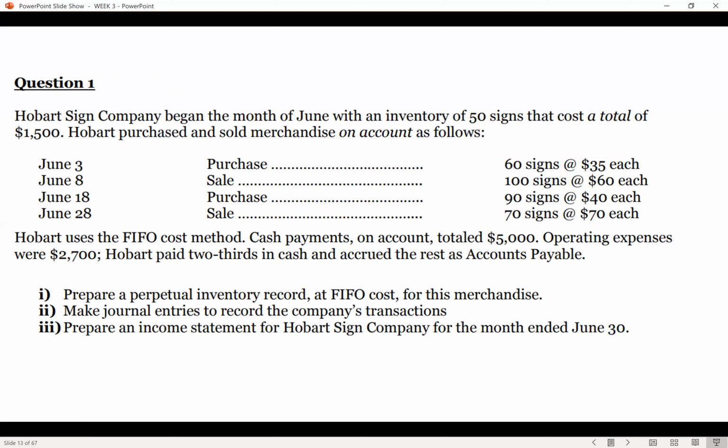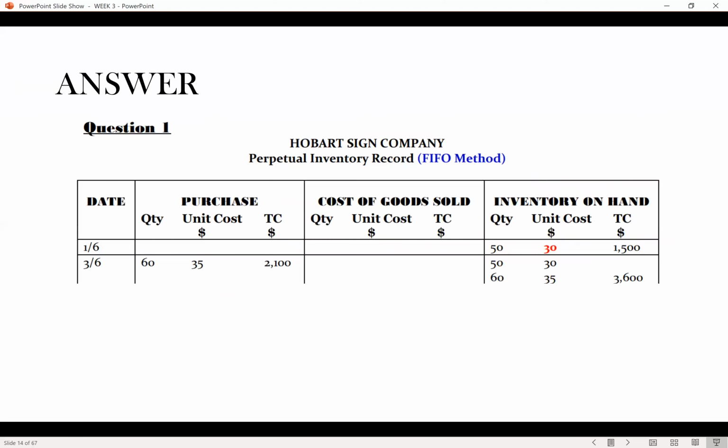So let's look at June 8th. On June 8th, we sold, there was a sale of 100 signs. And we sold this for $60 each. All right, so we sold 100 signs for $60. Looking back, our last transaction was June 3rd. Our inventory on hand, we have a set of 50, which cost us $30. We have a set of 60, which cost us $35.